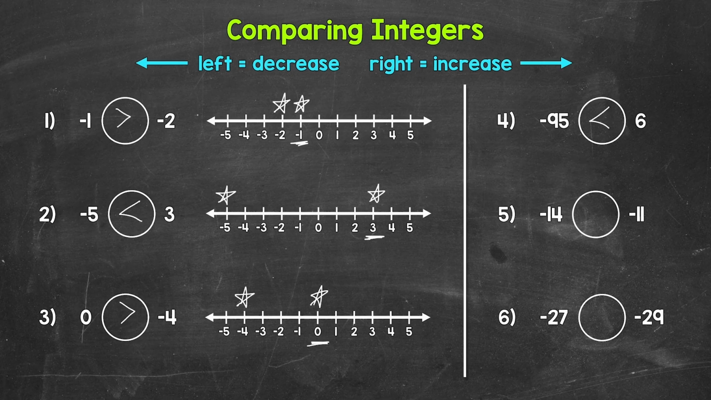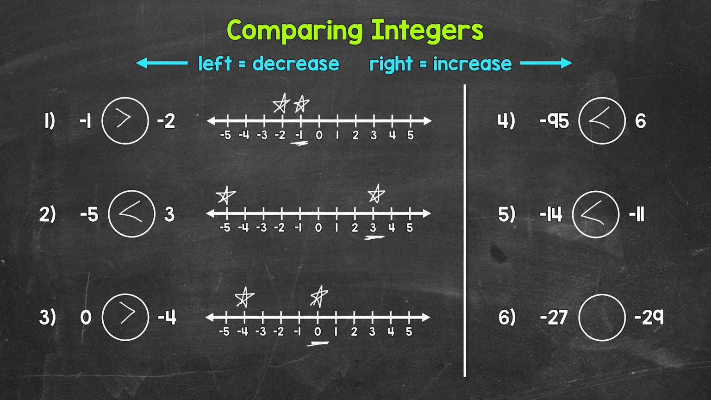Taking a look at number 5 now, we have -14 is greater than, less than, or equal to -11. So we have two negatives here. Which one is closer to 0? Which one is further to the right on a number line? Or if we're thinking temperature, which is the warmer temperature? However we want to think about it, -11 is greater. So reading this from left to right, -14 is less than -11.